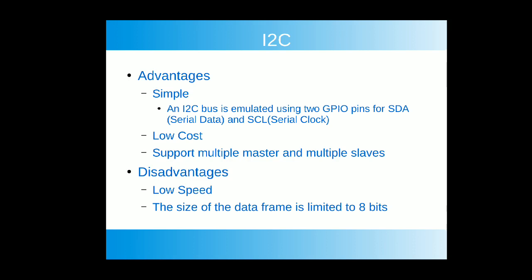Along with these advantages, I2C has some disadvantages also. The main disadvantages are that it is a low speed communication method, and the size of the data frame is limited to 8 bits. Because it is a packet switched network, all the data is sent as a packet, and the data field of this packet is only 8 bits long. So we can send only 8 bits of data at a time.